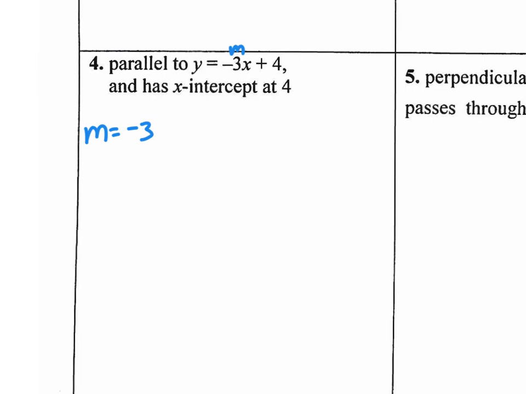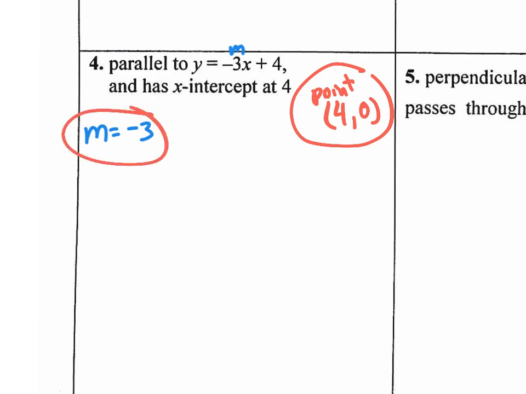Now, sometimes I will say I'm giving you the y-intercept, and that'll just be your b value, and you'll be done. Y equals mx plus b. But it's an x-intercept, so you have to think about the location of that x-intercept, which is going to be the coordinate 4, 0. So it's a point 4, 0. And now that we know the point, and now that we know the slope, we might as well write it in point slope form.